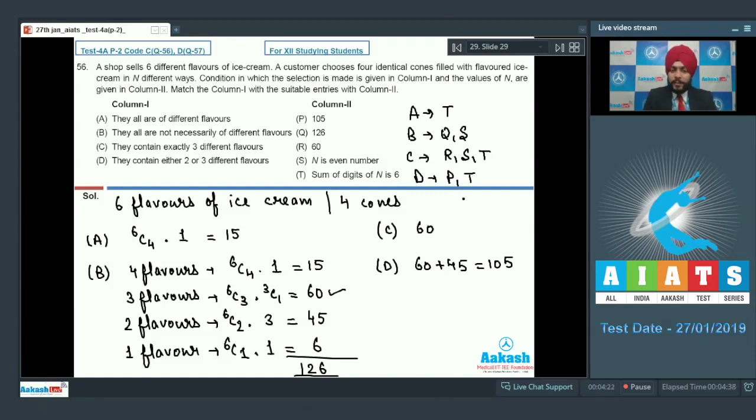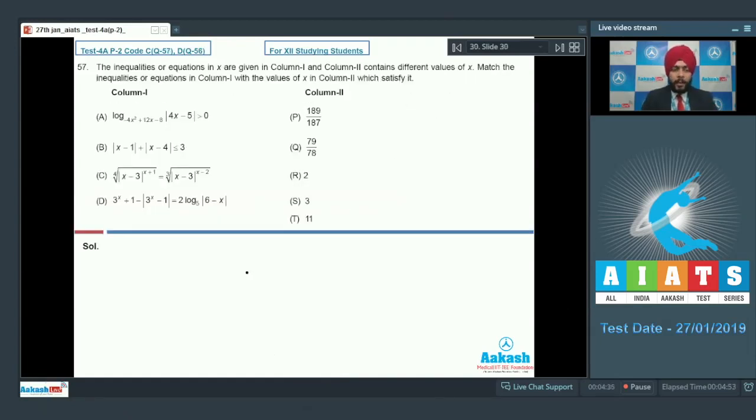Let us move on to 57. Question number 57 says that the inequalities or equations in x are given in column 1 and column 2 contains different values of x. Match the inequalities or equations in column 1 with the values of x in column 2 which satisfy that particular inequation or equation. So first is a logarithmic inequality.